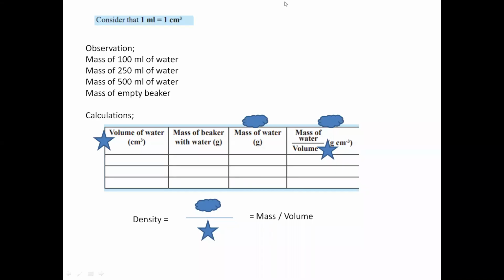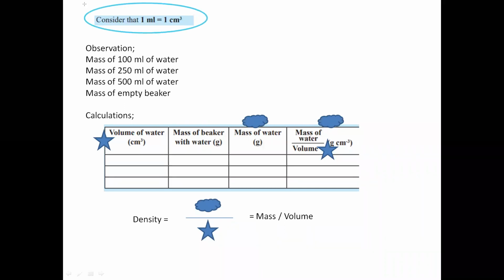Here now we have to consider 1 milliliter as 1 cubic centimeter. So what are the observations that you have taken? The mass of 100 milliliters of water, the mass of 200 milliliters of water, and the mass of 500 milliliters of water, as well as the mass of the empty beaker. We have measured it 3 times.